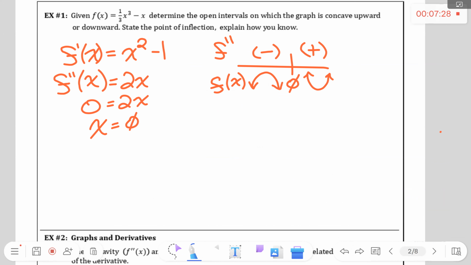Okay, let's do the interval where it's... explain the intervals where it's concave upward, concave downward. So what interval is it concave upward? 0 to what? Infinity. 0 to infinity. Our interval is concave up.